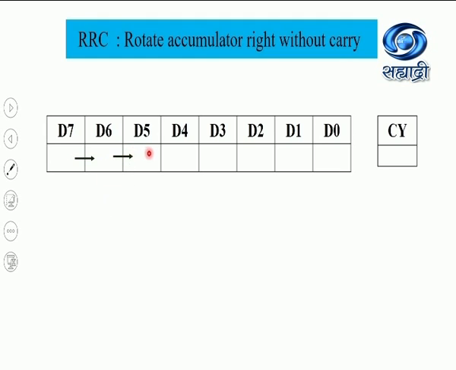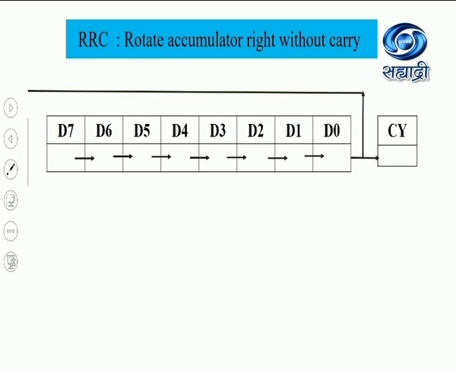D6 position data goes to D5, D5 to D4, D4 to D3, D3 to D2, D2 to D1, D1 to D0, D0 goes to carry and D0 also goes to D7 position. So here data is rotated right and it is without carry. It means carry bit is not rotating. Only the 8 bits of accumulator are rotated right by one position.